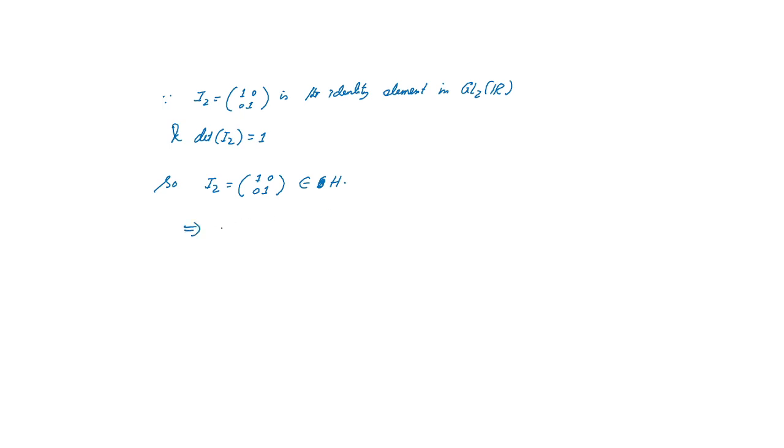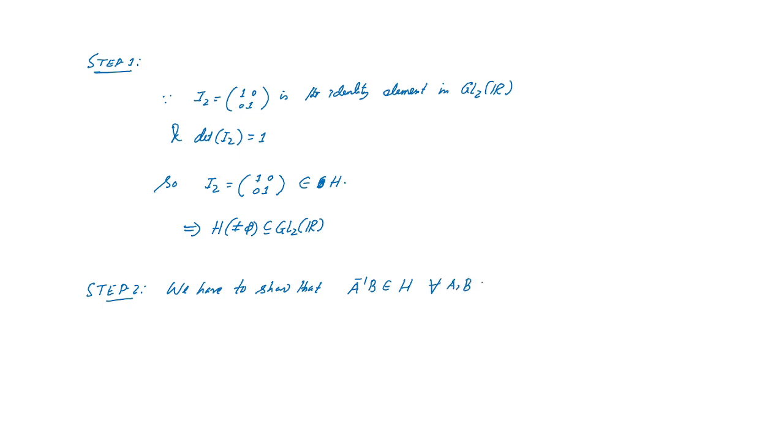And hence, H is basically a non-empty subset of GL2(R). So this is our step 1 that we have done. H is non-empty. Step 2, what we will prove? We have to show that A inverse B belongs to H for all A, B belonging to H.